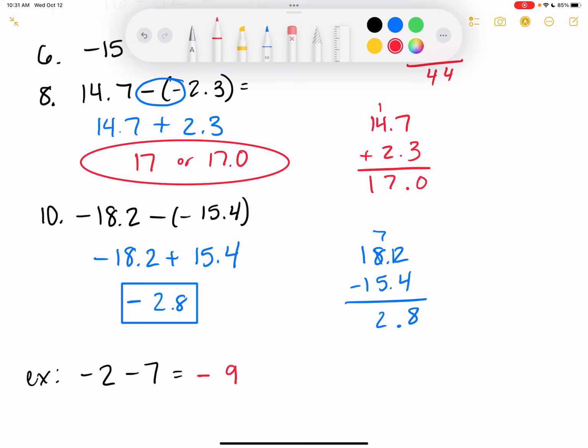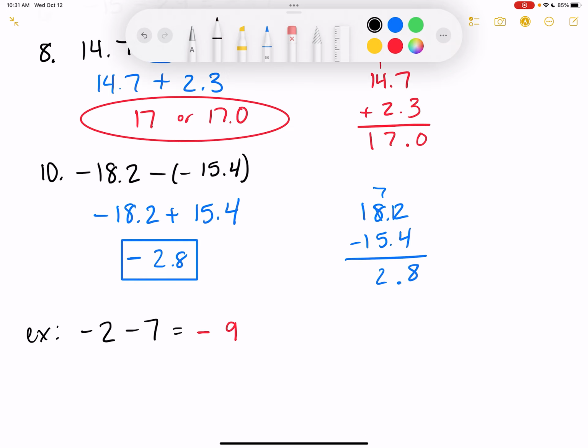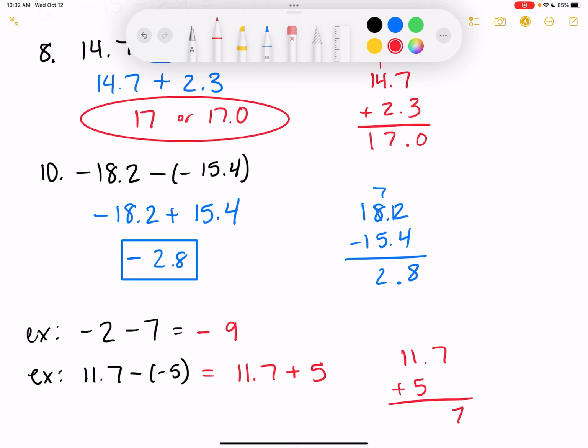And then let's see, one more. 11.7 minus negative 5. So what do we have here? Yep, so we're going to add them. So this is going to be 11.7 plus 5. So we can just bring down the 7, bring down the decimal. 1 and 5 is 6. 1 in, there's nothing. So 16.7.